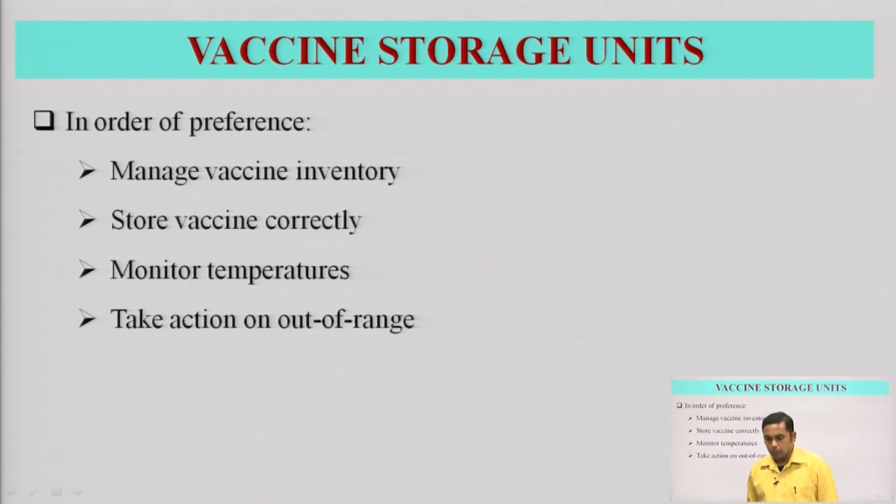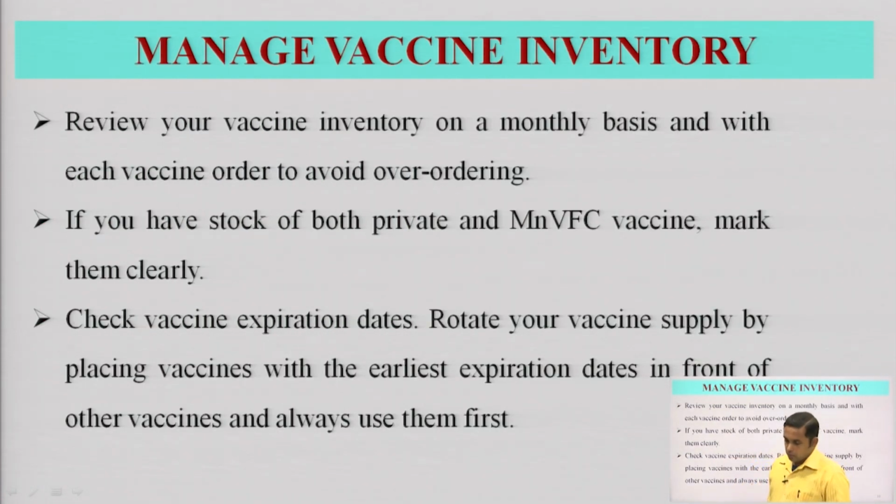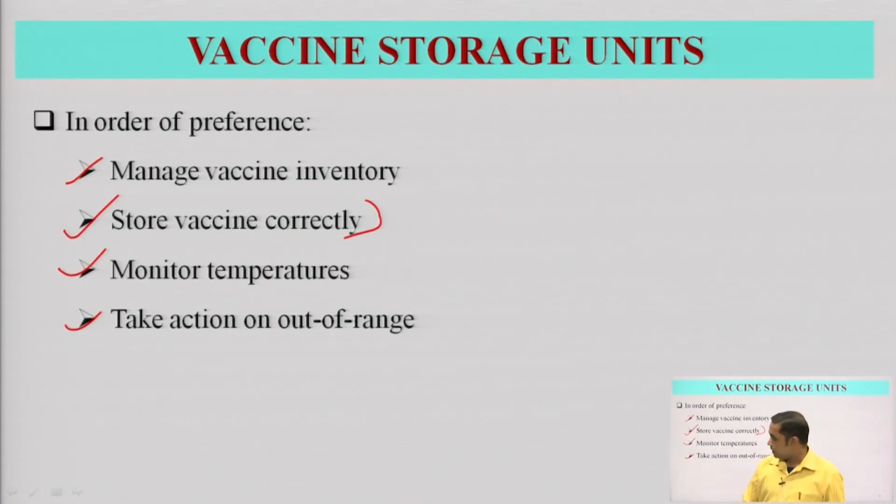Also, you have to manage the vaccine inventory, and then you have to store the vaccines correctly. There is a certain process for how you can store, because it is not like food where you open your refrigerator and keep it. No, this is not the way. I will tell you how. You also have to monitor the temperature, and take action when the temperature is out of range. At first, I mentioned managing vaccine inventory.